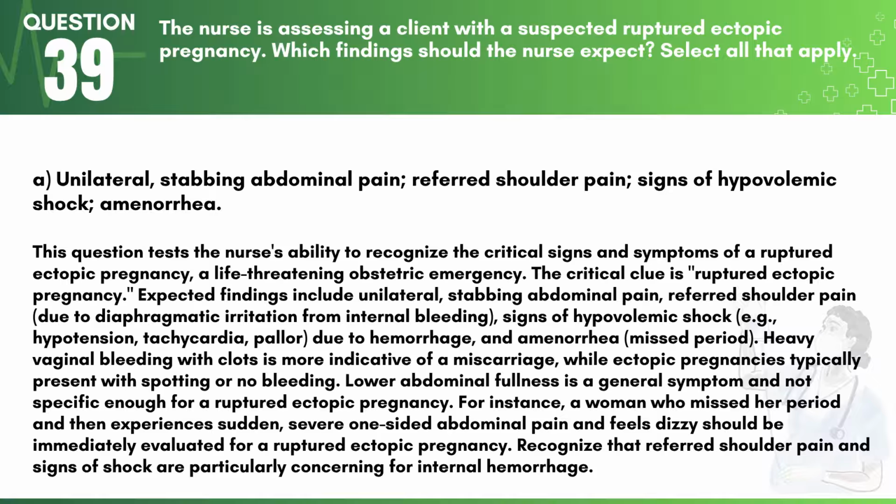Heavy vaginal bleeding with clots is more indicative of a miscarriage, while ectopic pregnancies typically present with spotting or no bleeding. Lower abdominal fullness is a general symptom and not specific enough for a ruptured ectopic pregnancy. For instance, a woman who missed her period and then experiences sudden, severe one-sided abdominal pain and feels dizzy should be immediately evaluated for a ruptured ectopic pregnancy. Recognize that referred shoulder pain and signs of shock are particularly concerning for internal hemorrhage.